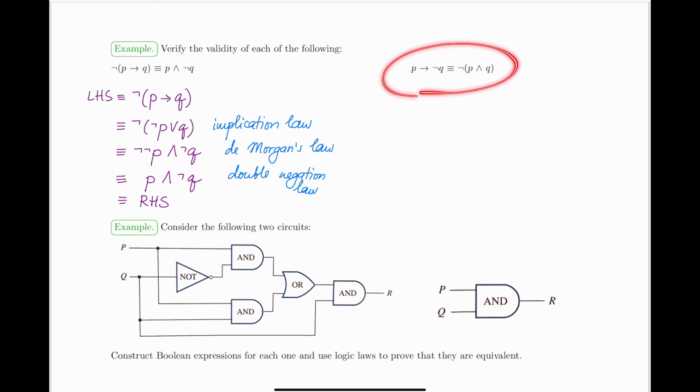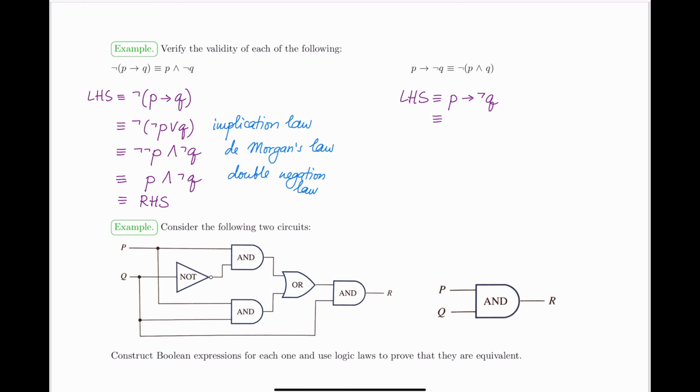Let's take a look at this one here. So what do I have? I have to prove the equivalence. On the left-hand side, I have an implication, and on the right-hand side, I have a negation of a conjunction. So I'm going to start with the left-hand side here. So let me rewrite this. P implies not Q.